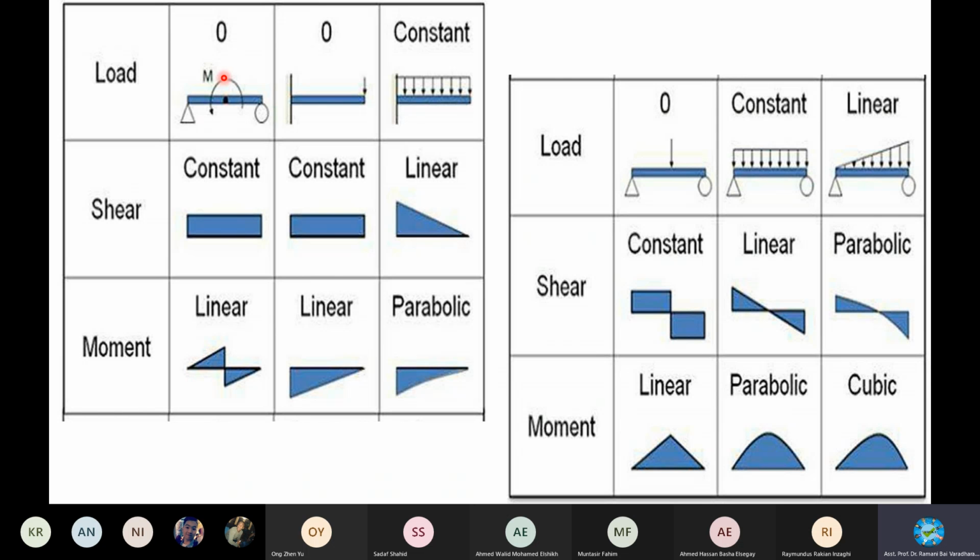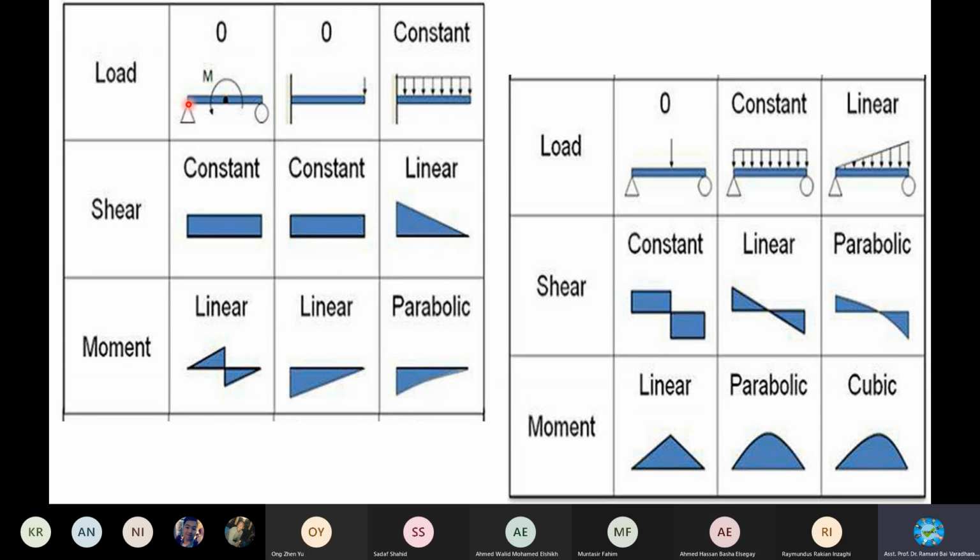Load times distance, there is some moment. Moment is a combination of force and distance. Because of this moment, it slowly increases to the maximum at this point, right? And also there is a reaction. First is a reaction.